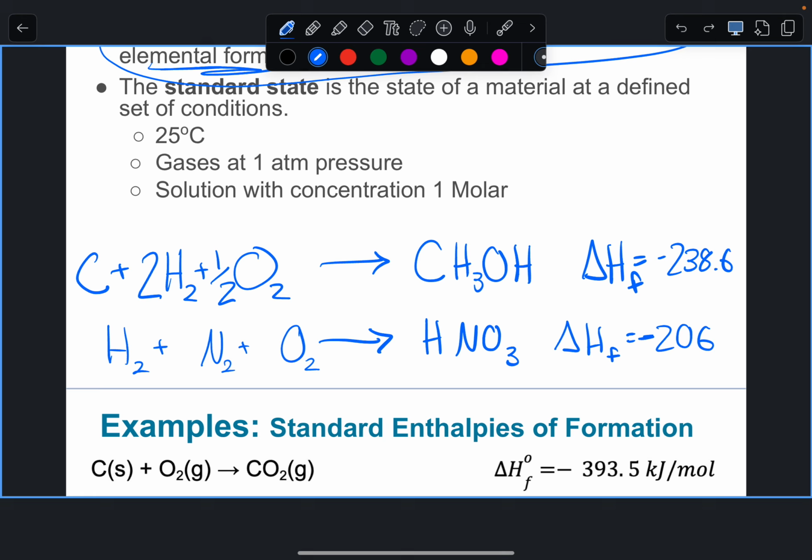So your elements are all diatomic, actually: hydrogen, nitrogen, and oxygen. So then you need to balance those. So that's what that one would look like. And there's a couple other examples on the next page too.